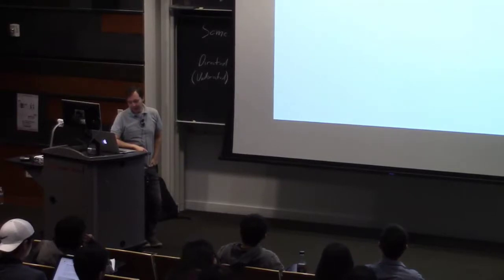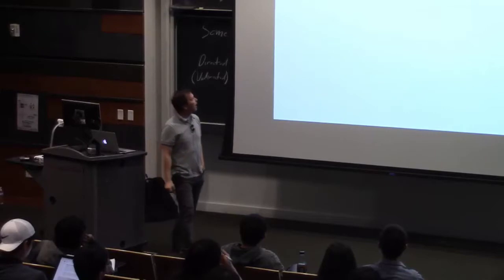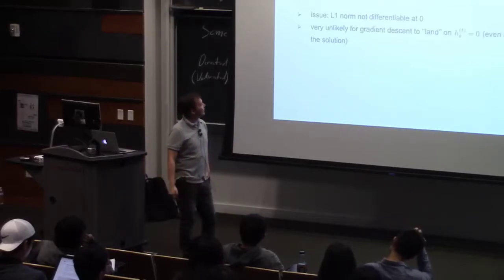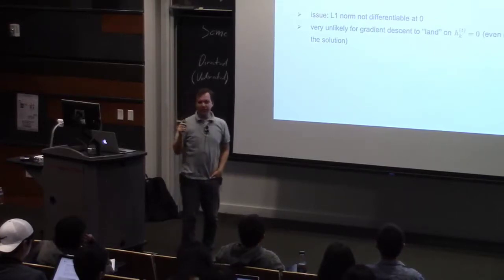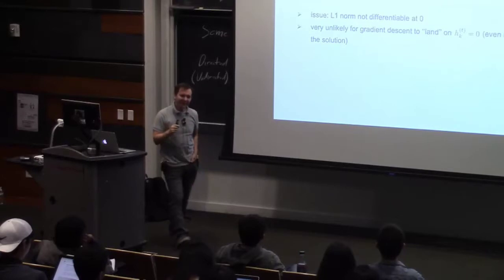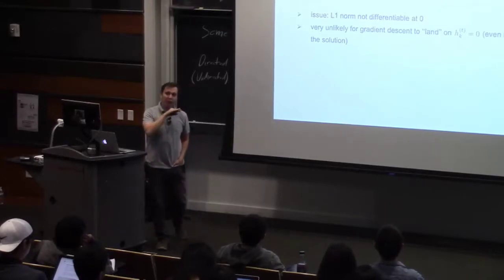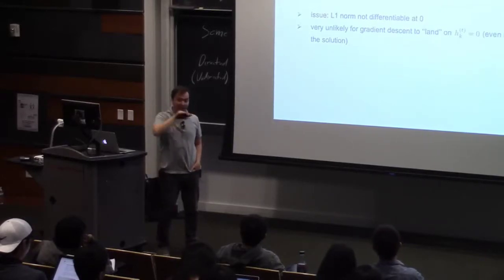So now, for a single hidden unit, you can differentiate with respect to a hidden state. You have this term. Now, one issue is that the L1 norm is not differentiable at 0. And remember, when we looked at rectified linear units, we had the same problem.